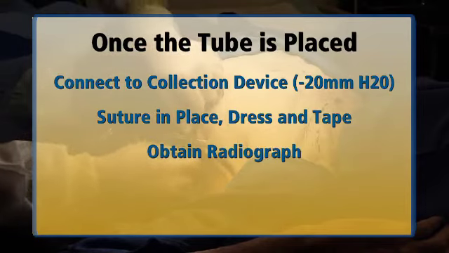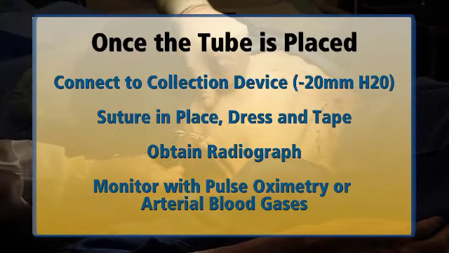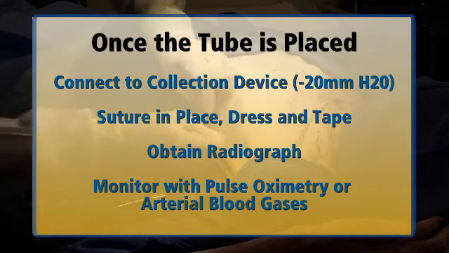A chest radiograph should be obtained to verify tube position, and the patient should be further monitored with pulse oximetry or arterial blood gases as indicated.